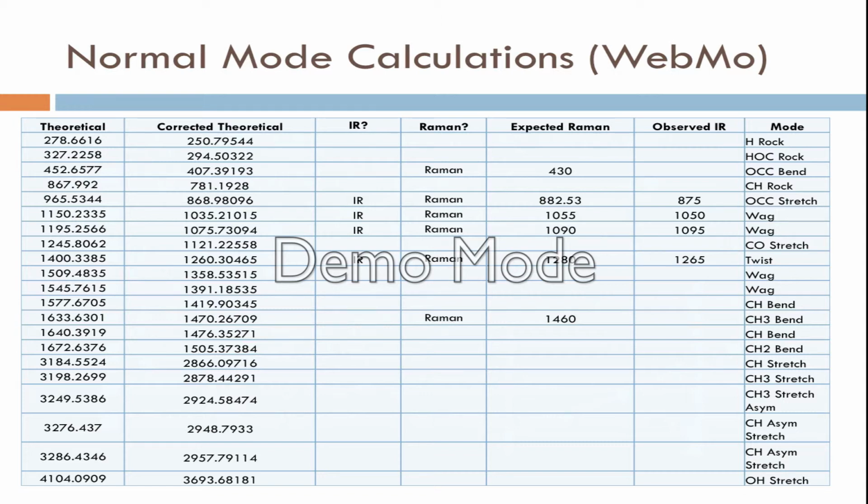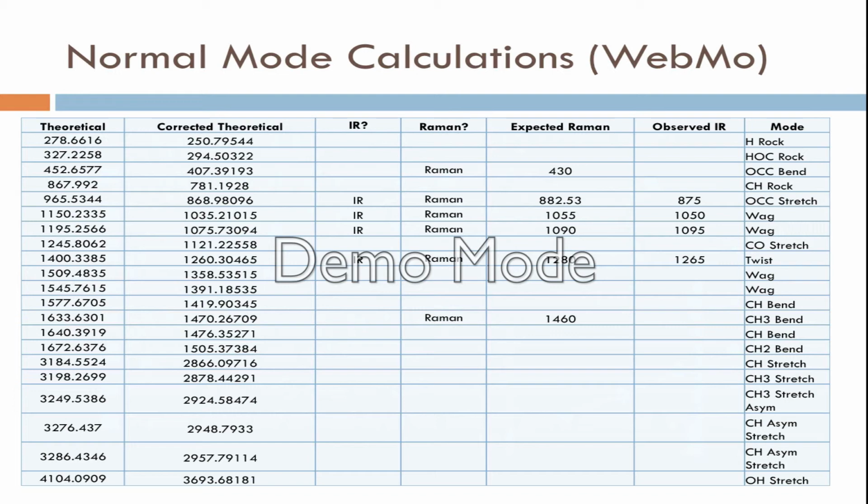868.998, 1035, 1075, and 1260, and those are the ones that we observed. For Raman, since we only used the one peak, we used literature values to find out what the expected Ramans would be, and those peaks were at 407, 868, 1035, 1075, 1260, and 1470. And the actual expected Raman values were 430, 882.53, which is the one that we observed, 1055, which is again literature, 1090, 1280, and 1460.